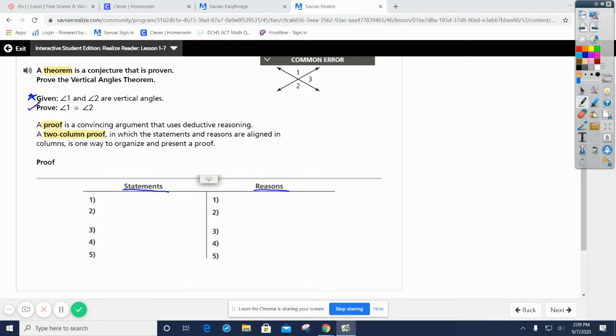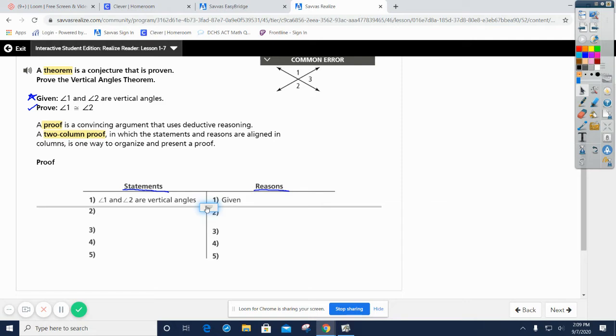So you always start with your given. So if you look at this, now I'm going to drag this down over here. The very first statement is always what your given is. So angle 1 and angle 2 are vertical angles. So if you look in your picture, you're looking at this angle here, angle 1 and angle 2. And you're trying to prove that they are congruent. Well, let's see what they say next.